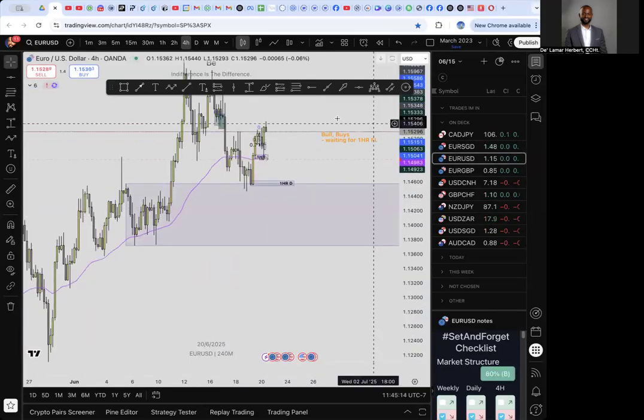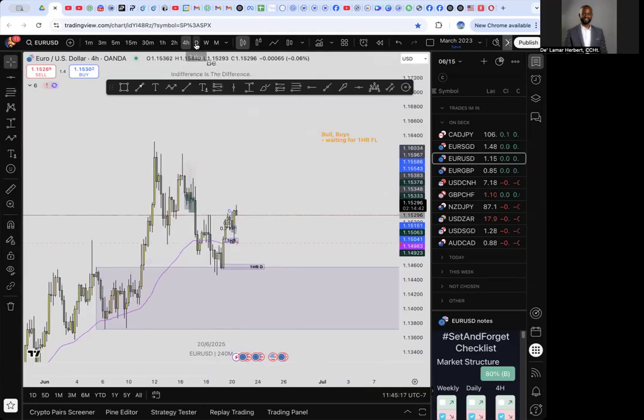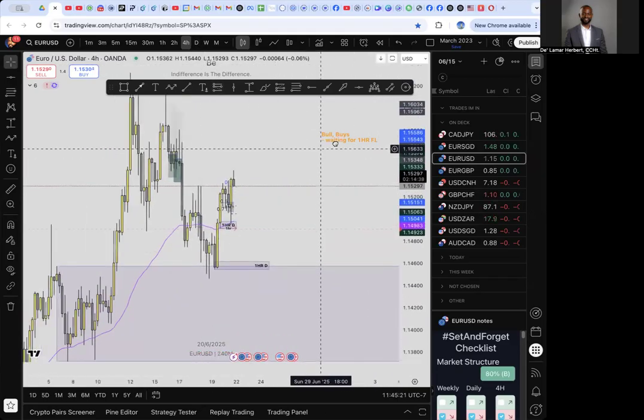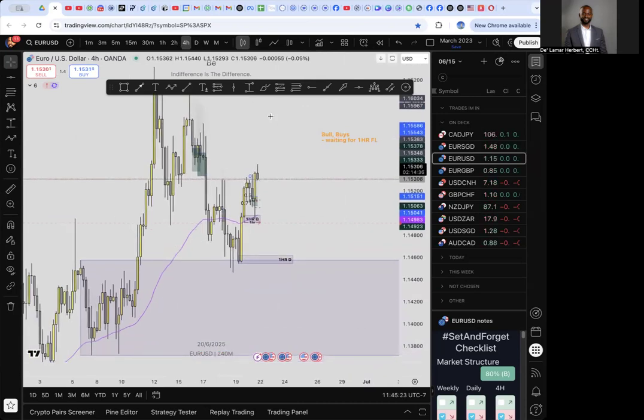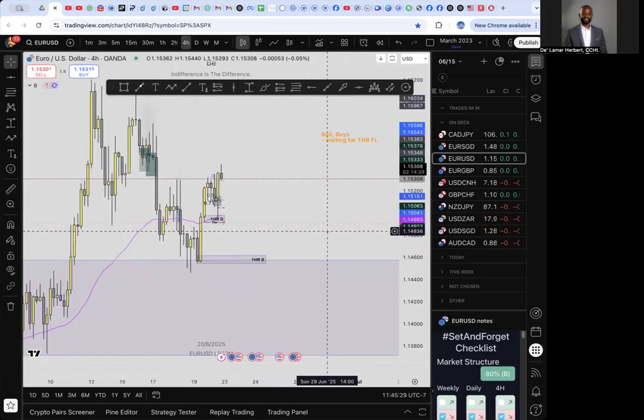Okay, next we got Euro USD. Now this is the one I took earlier, and I actually got out of it earlier too, just because I wasn't really confident in the trade. But as you can see, we're making another.